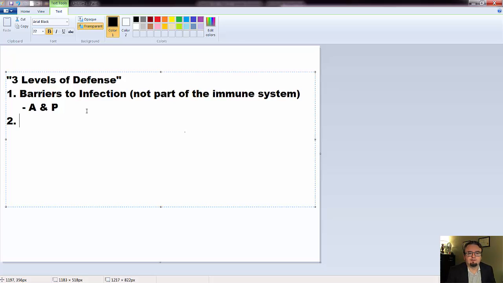Now, the second level of defense does start into the immune system. This is technically where the immune system begins. And the second level is often referred to as the non-specific immune response.